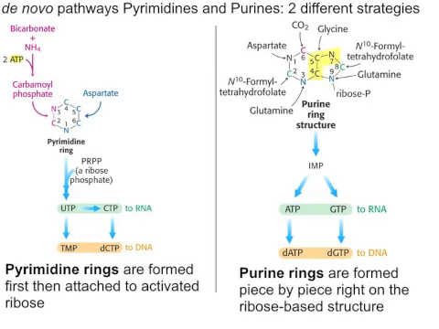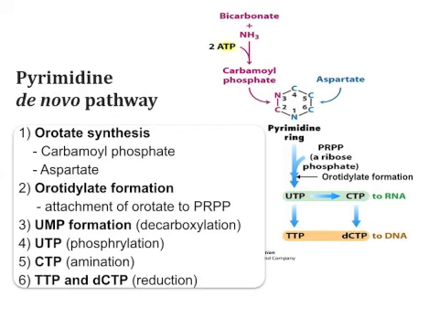Now, purines are much more complex. They involve two rings. These are made directly on the PRPP platform. First to make the intermediate IMP, then to make ATP and GTP, so we're making ribonucleotides first, and then dATP and dGTP to make deoxyribonucleotides. Purine rings are formed piece by piece right on the activated ribose sugar. We're going to go over the pyrimidine de novo pathway first as an overview, and then we're going to go through it bit by bit.